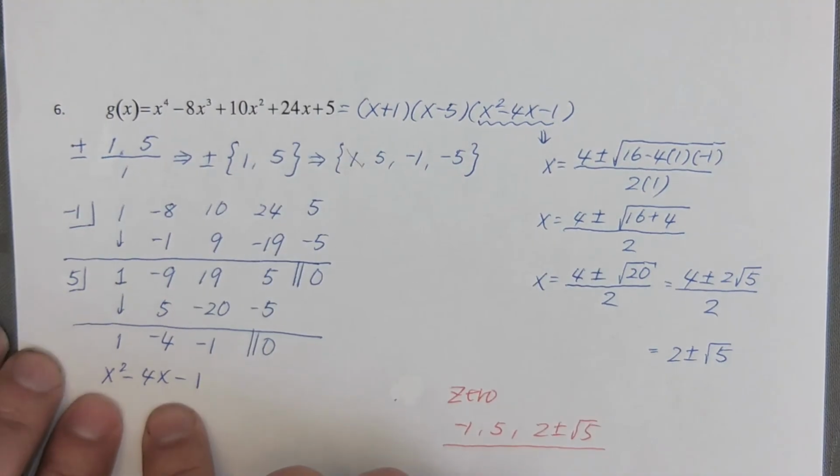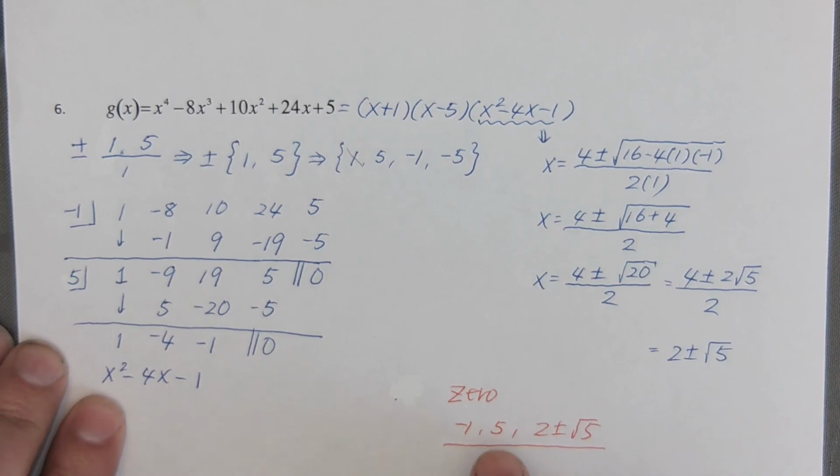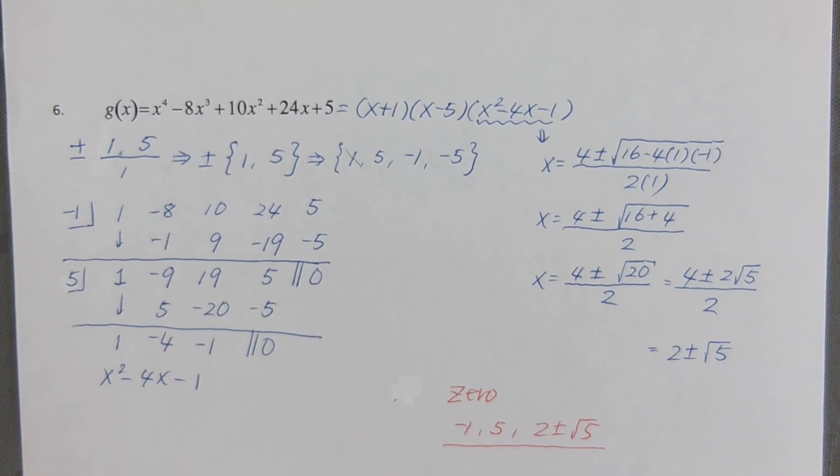I've now dropped down to a quadratic, which all I need to do is the quadratic formula, and I get 2 irrational numbers. So you can see 4 numbers for zeros. That's a lot of information.